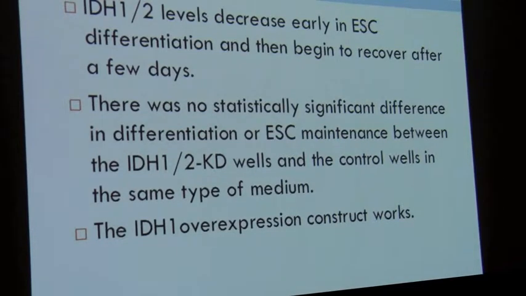In conclusion, IDH1 and 2 levels decrease early in ES cell differentiation and then begin to recover after a few days. There was no real difference in differentiation or ES cell maintenance between the IDH1 and 2 knockdown wells and the control wells in the same conditions. And our IDH1 overexpression construct works.